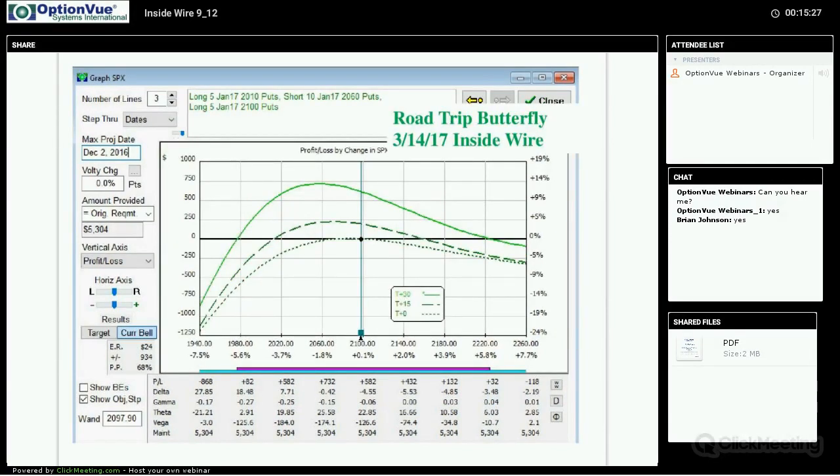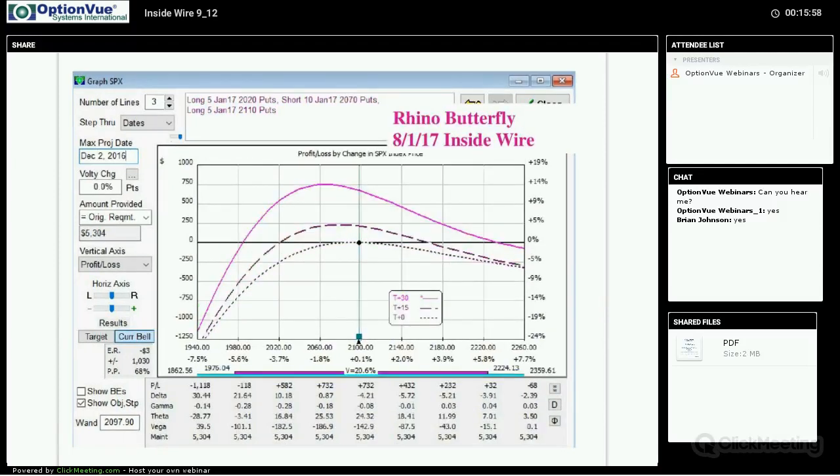The road trip, which is basically a 40-50 butterfly, you have 40 points going upward in the puts, 50 points going downward, and it works out real well there when you position the initial long snug up near the at the money put right around there. You want to be within 5 or 10 points, and this is kind of what the look is here. You can see here it's pushing 14% on that upside. Not too bad. And then we go to the Rhino butterfly. Again, pushing up to 14, a little bit higher.